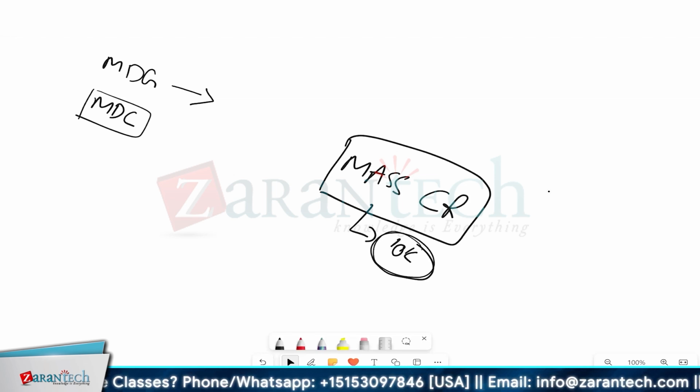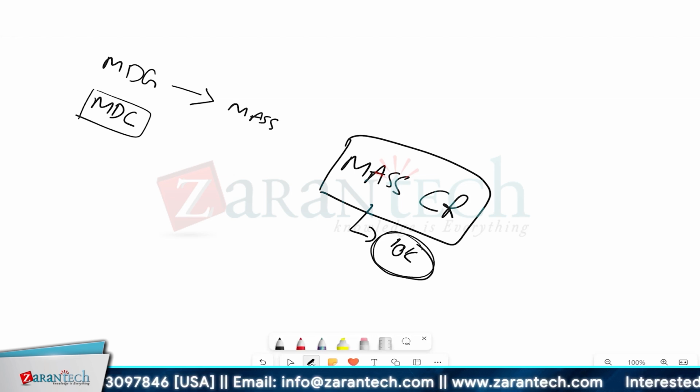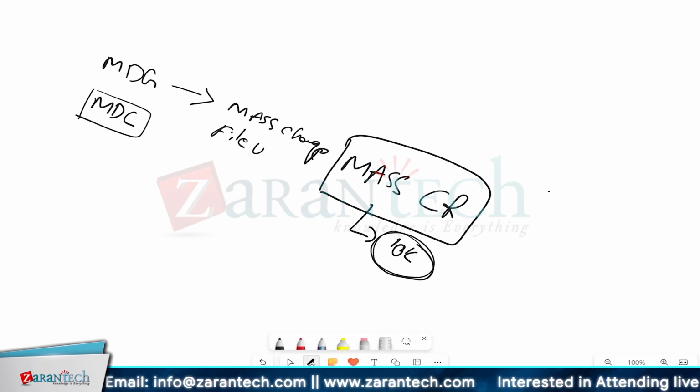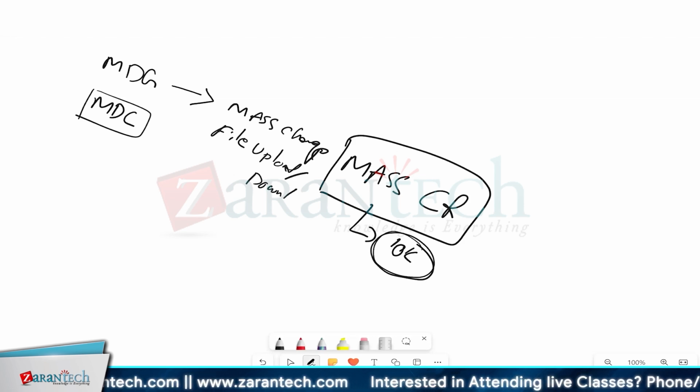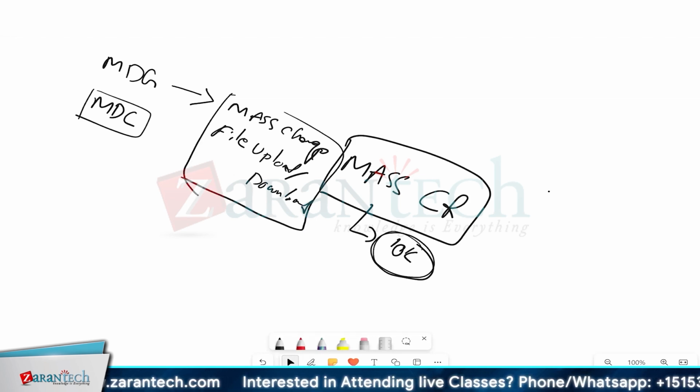Okay. So there are two types of mass applications that MDG offers. One is mass change. The other one is file upload and download. These are the two main ones that MDG offers us. And out of these, file upload, download is a very common one which we use. We configure it for most of the customers. This is the one commonly used across all MDG implementations.